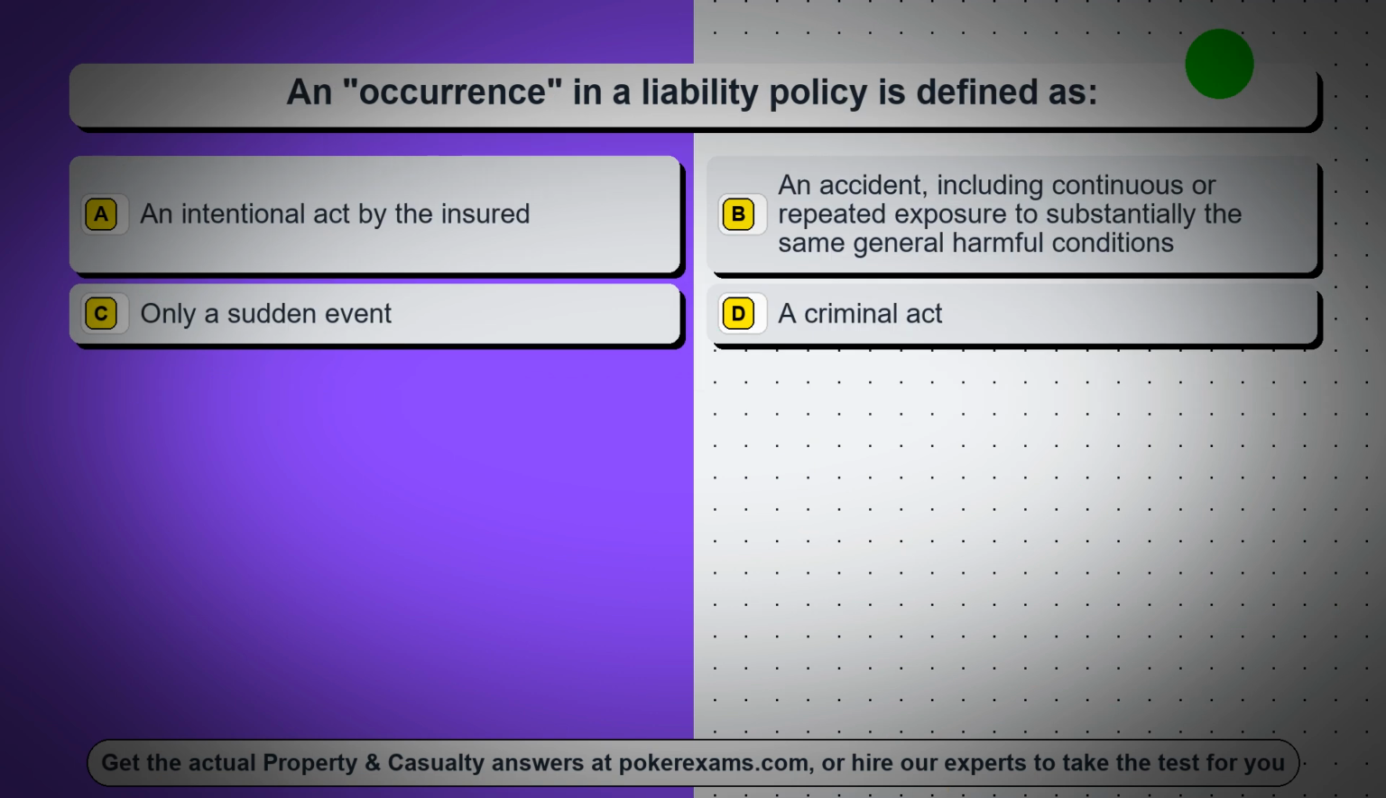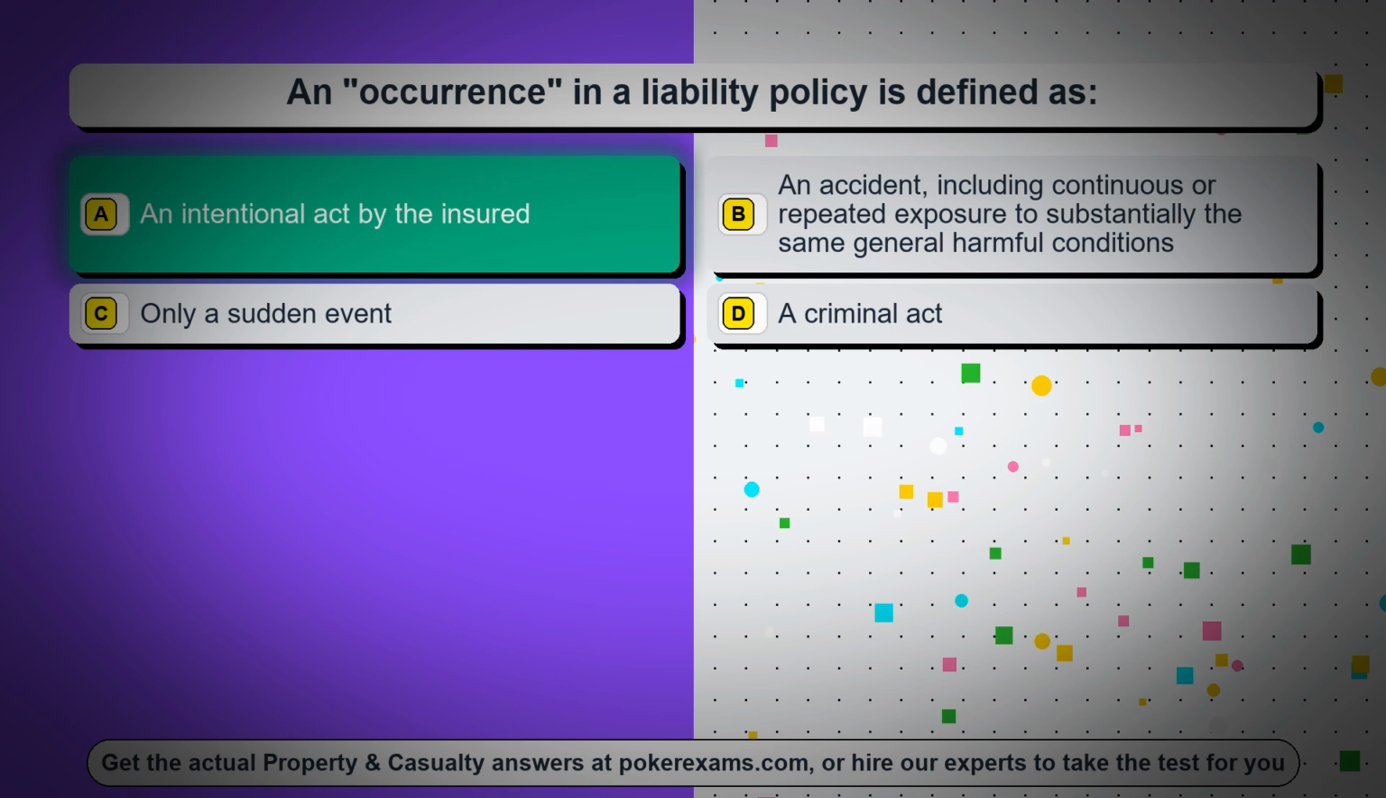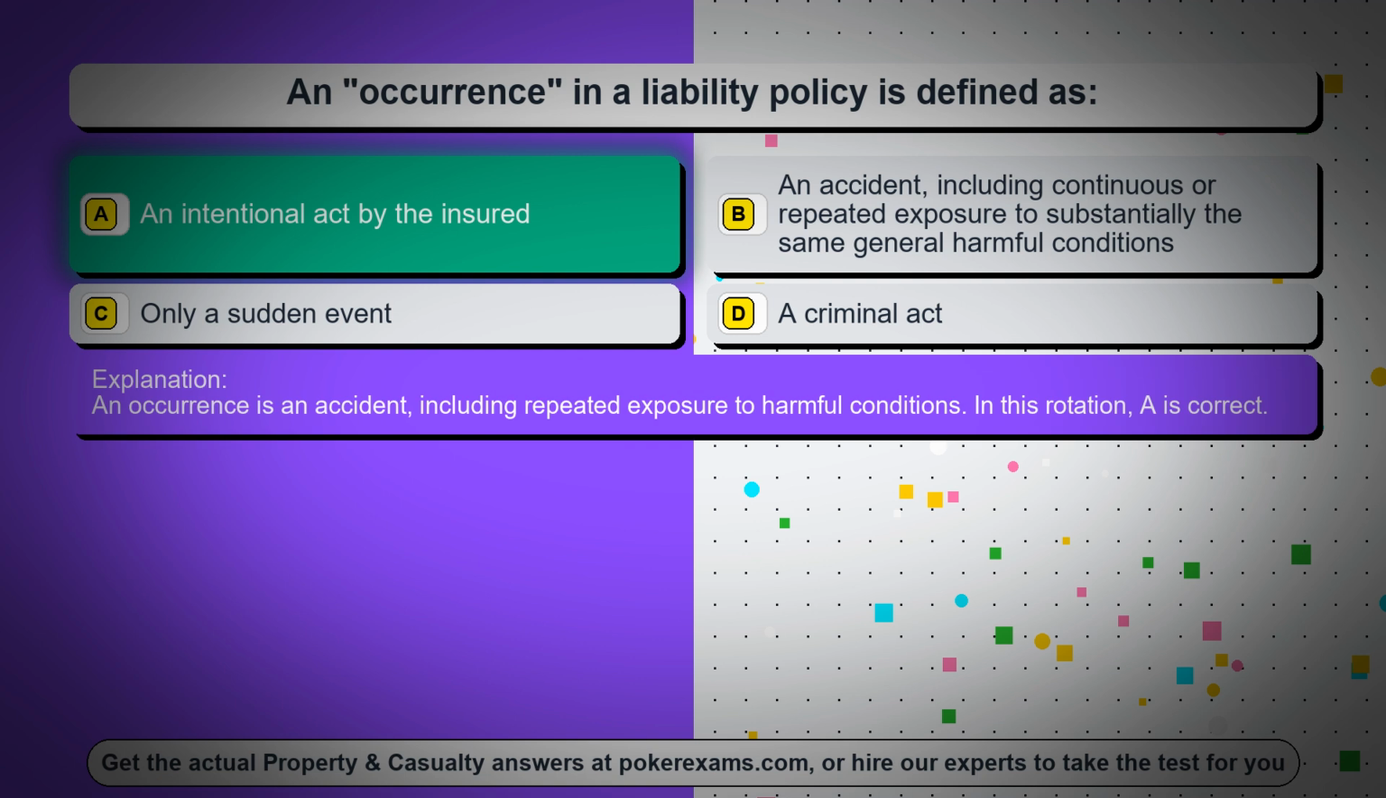Question 83. An occurrence in a liability policy is defined as: Option A, an intentional act by the insured. Option B, an accident, including continuous or repeated exposure to substantially the same general harmful conditions. Option C, only a sudden event. Option D, a criminal act. The correct answer is option A, an intentional act by the insured. An occurrence is an accident, including repeated exposure to harmful conditions. In this rotation, A is correct.